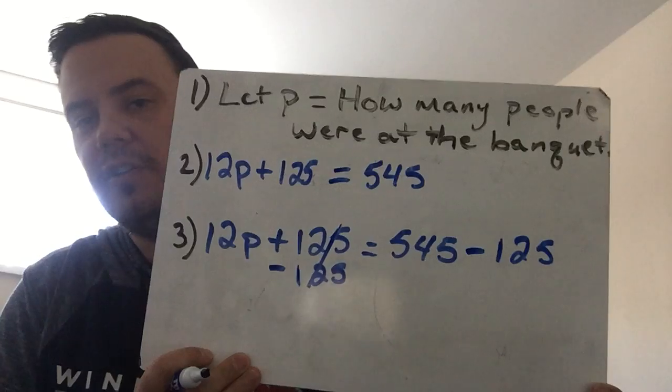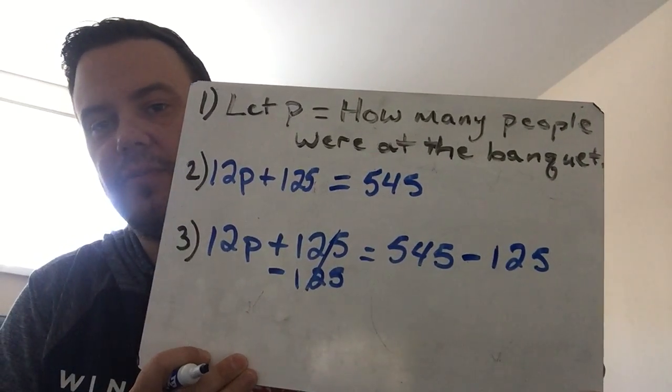Remember, get rid of the one not attached to the variable first, and in this question, that's the $125 for the rental. It's a plus 125. We got to do the opposite to get rid of it, so we subtract 125. Cancels out on that side. We do the same to the other side of the equal sign, and the question becomes 12p equals 545 minus 125. Well, 545 minus 125 is 420.